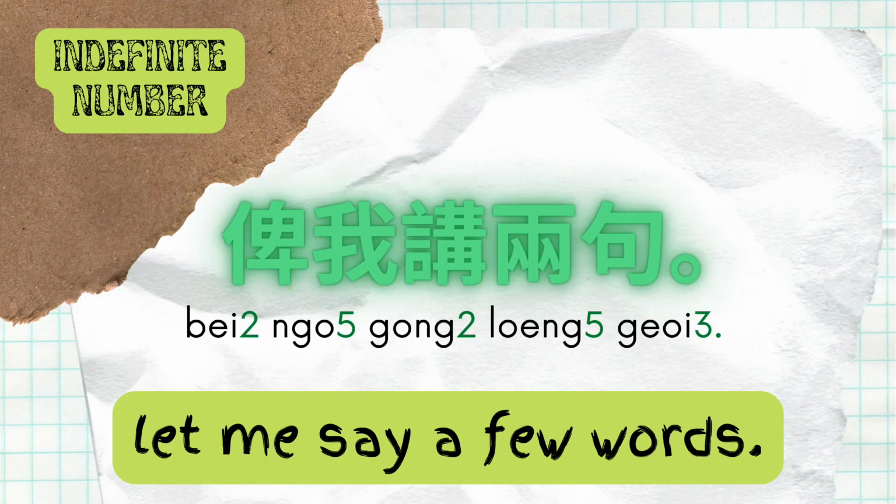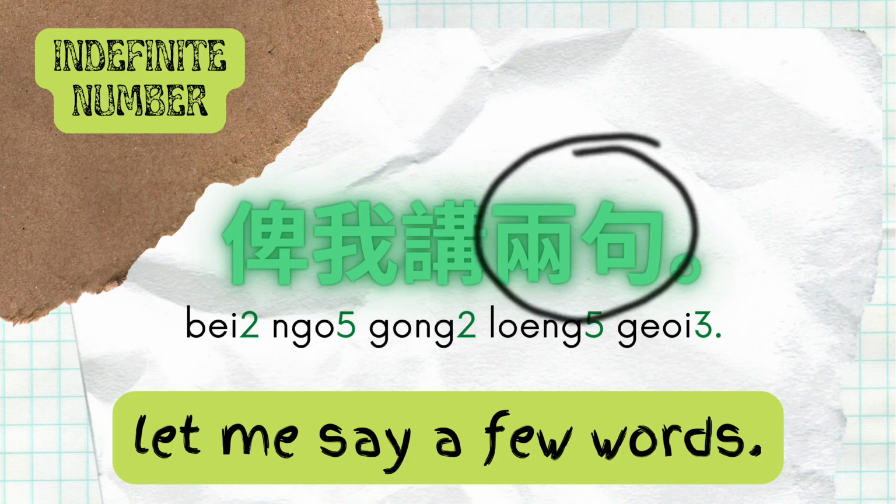Interestingly, 兩 can also refer to indefinite number in some cases. For example, 俾我講兩句. Let me say a few words. Instead of translating it as 2 sentences, 兩句 here means a few words.